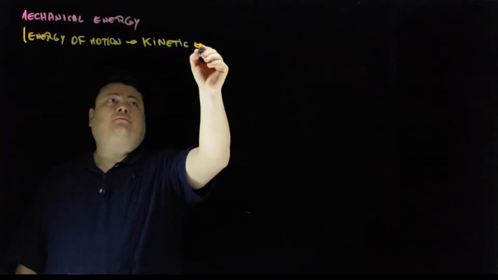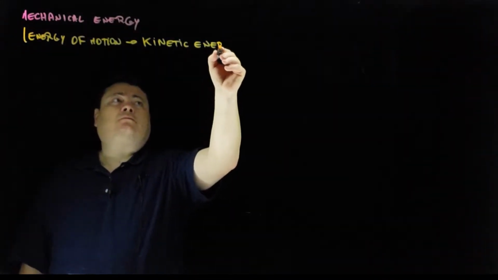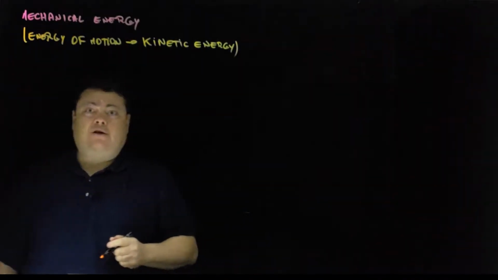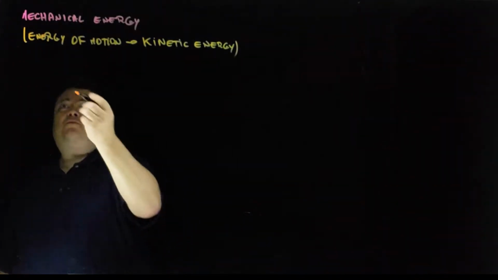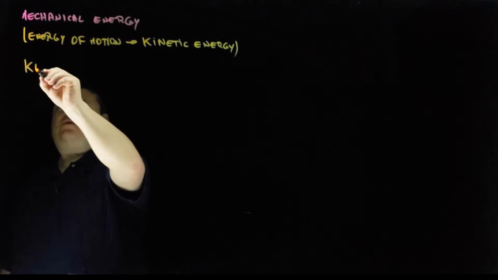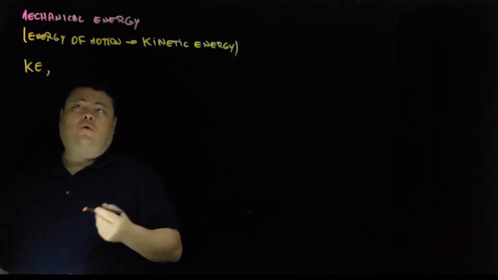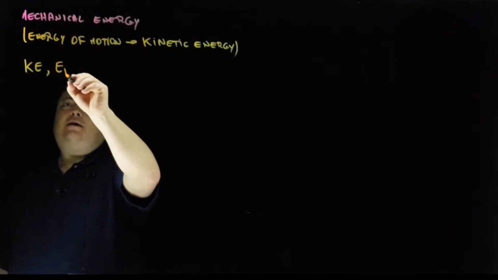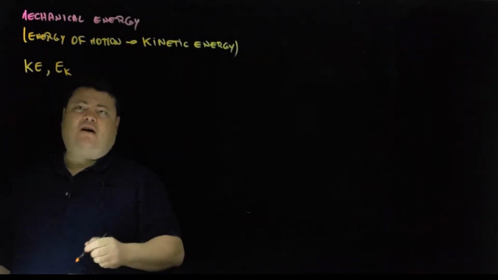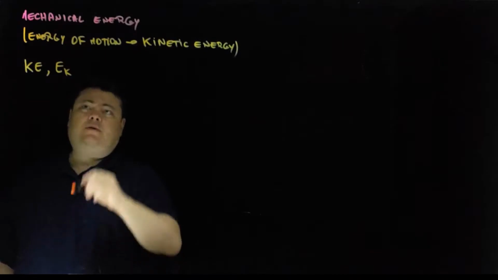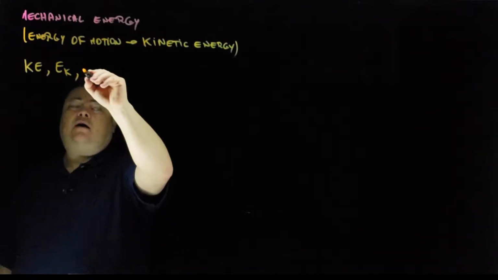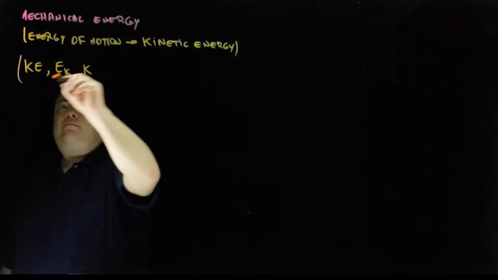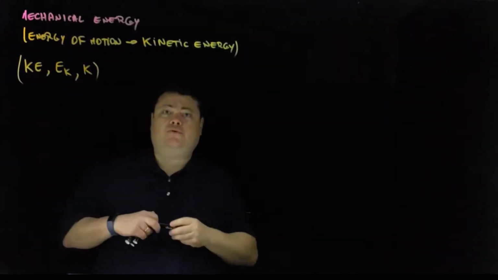Kinetic energy. Usually, kinetic energy is represented by the symbols KE, or E index K, which I don't really like and hardly ever use, but IB uses this one, or with my AP classes, just K. These are the main symbols.